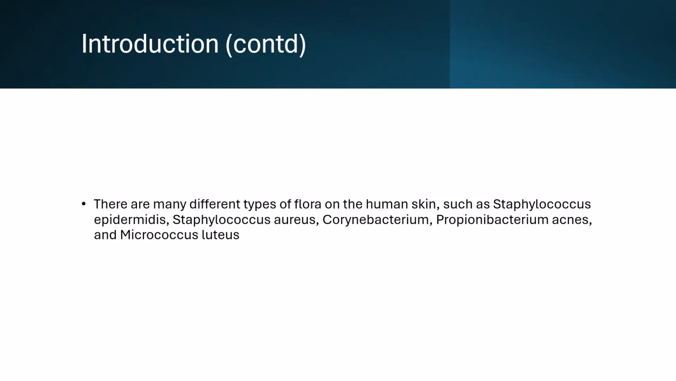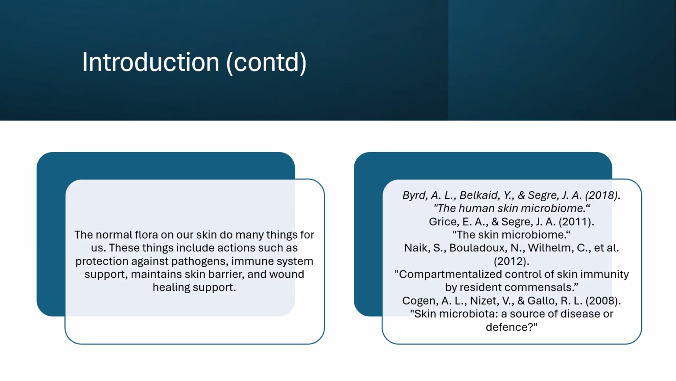So this slide right here is just another introduction slide, to give you guys more of a background on the different types of flora on the human skin. There are many different types of flora on the human skin, such as Staphylococcus epidermis, Staphylococcus aureus, Corynebacterium, the bacteria we're using, Propionibacterium acnes, and Micrococcus luteus. All of these are very common types of flora on the human skin.